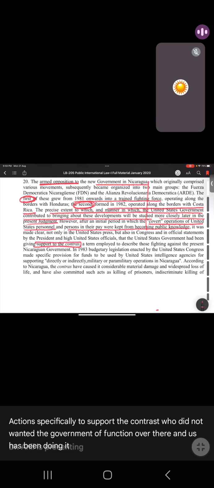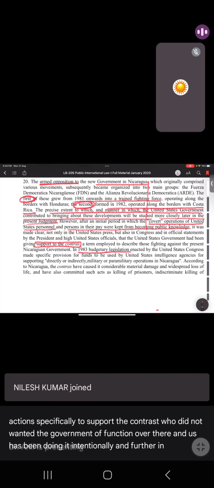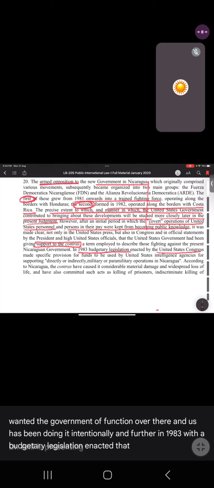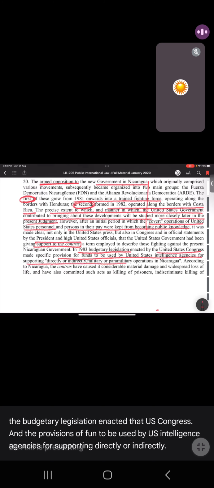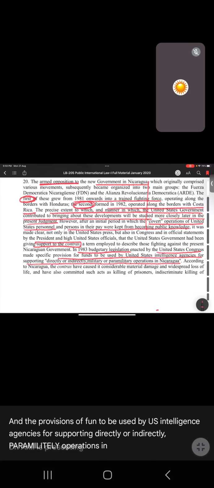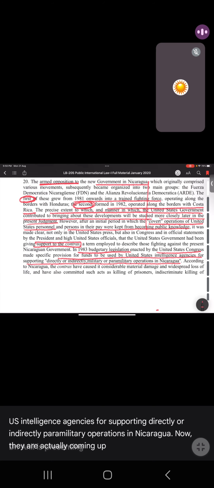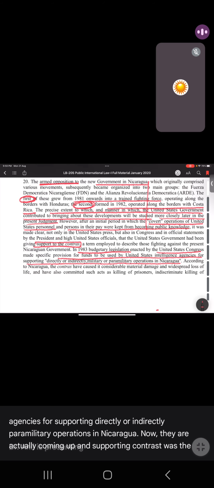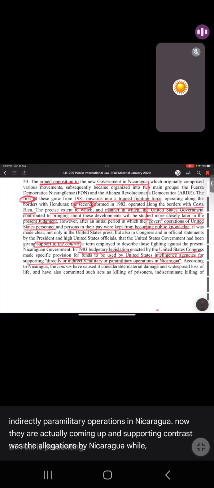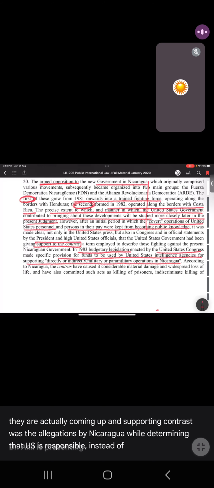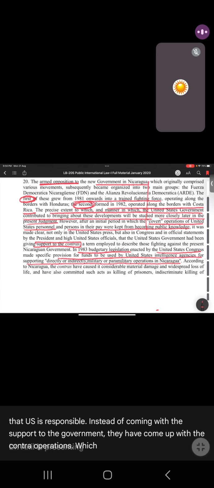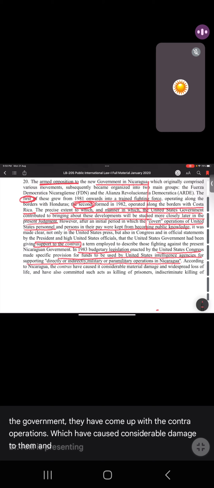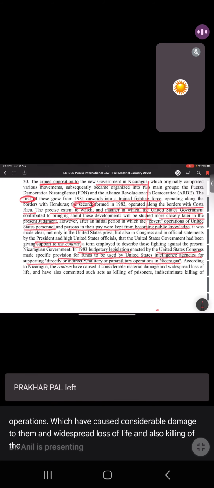Further, in 1983, budgetary legislation was enacted by the US Congress providing funds to be used by US intelligence agencies for supporting, directly or indirectly, paramilitary operations in Nicaragua. Nicaragua alleged that the US was supporting the Contras and was responsible. Instead of supporting the government, they came up with Contra operations, which caused considerable damage, widespread loss of life, and killing of prisoners.